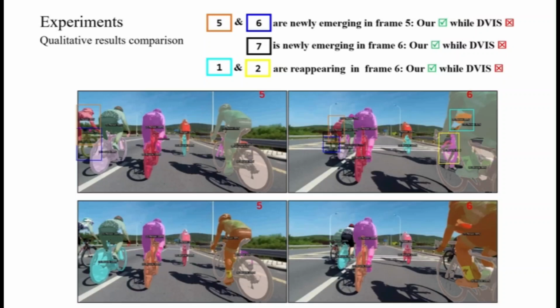Objects 1 and 2 are newly emerged in frame 2, disappeared in frame 5, and reappear in frame 6. Our method detects their reappearance successfully while DVIS fails.